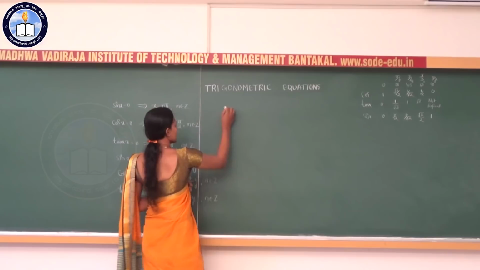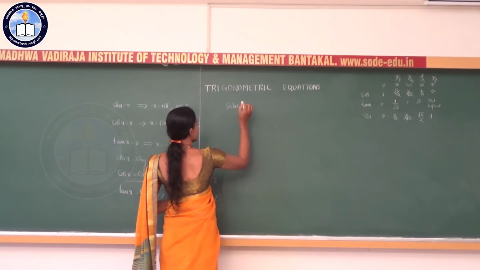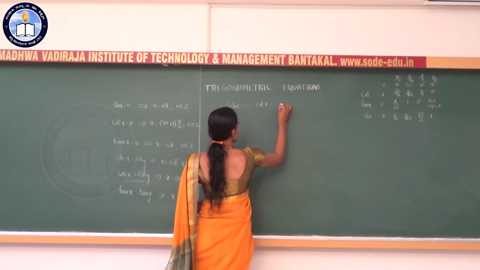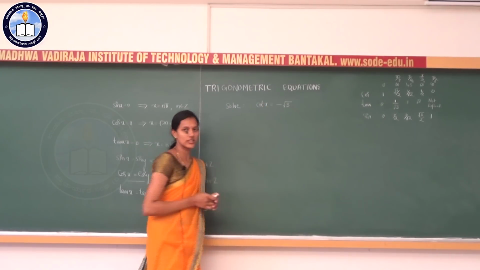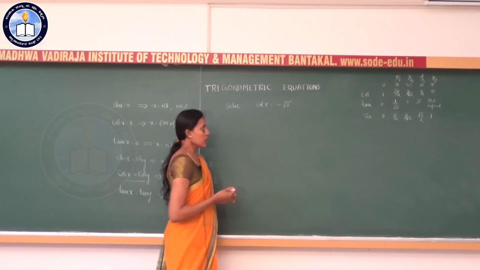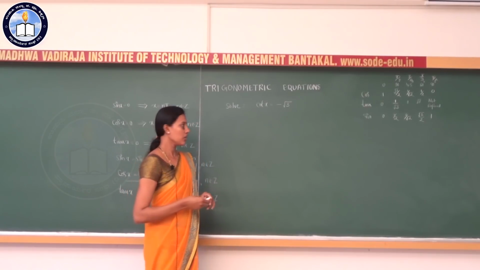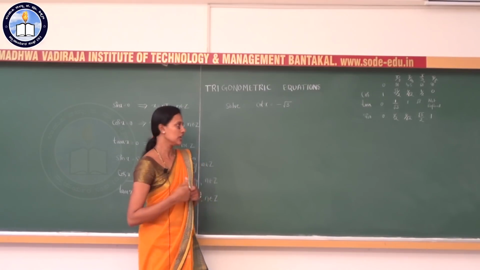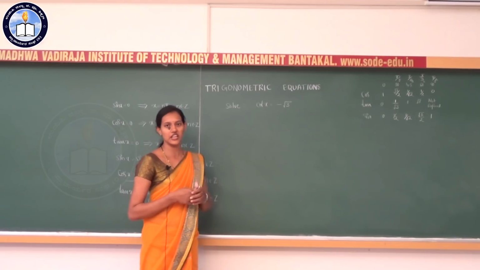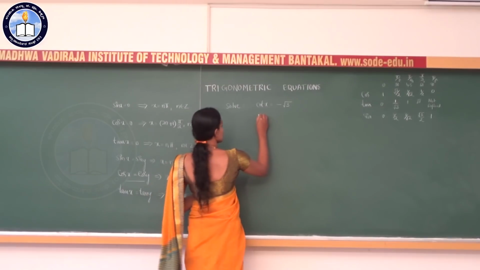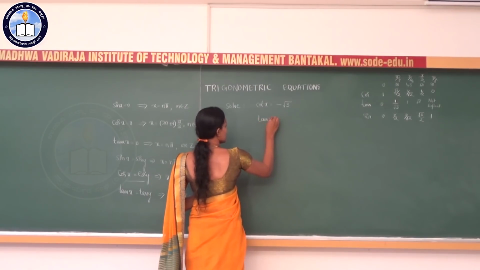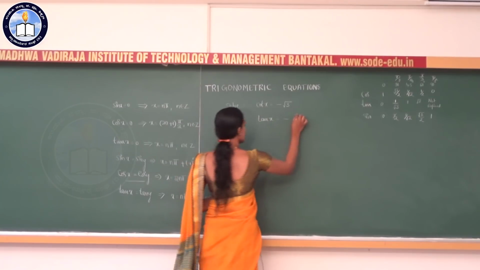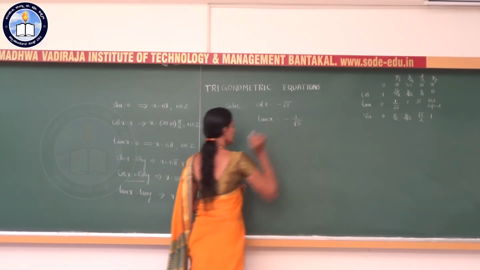Next question, solve cot x is equal to minus root 3. We would like to have it either in sine, cos or in tan. The cot function we can write in terms of the tan function. So take the reciprocal: tan x will be equal to minus the reciprocal of root 3, that is minus 1 by root 3.